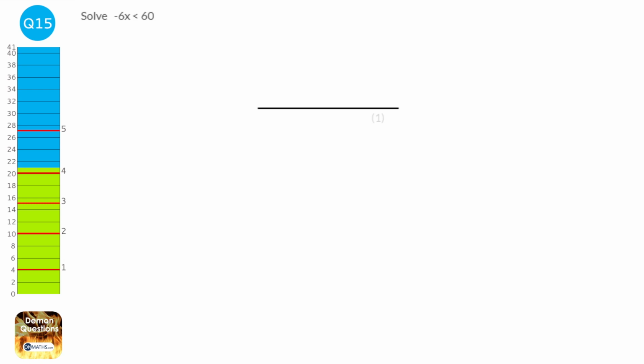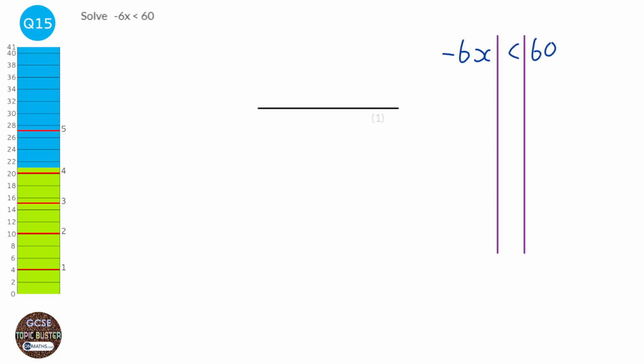Okay, so we're going to start by writing this out a little bit bigger, give us a bit more space. So it's -6x is less than 60. And we're going to do our tram lines down. And we're going to start by dividing both sides by -6, because that's what this is doing. It's timesing the x by -6. So we're going to divide both sides by -6. So that gets rid of the -6 on the left-hand side. And it's going to be 60 divided by -6, which will be -10.